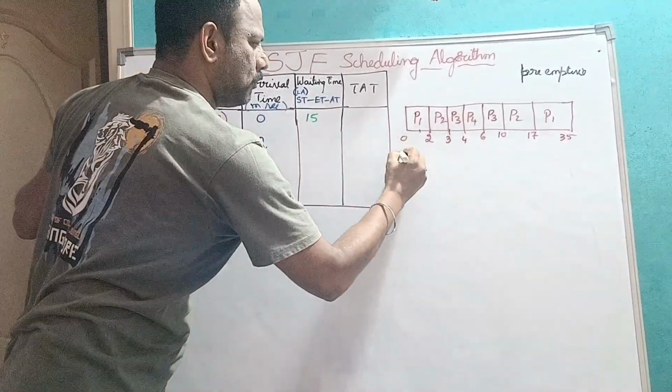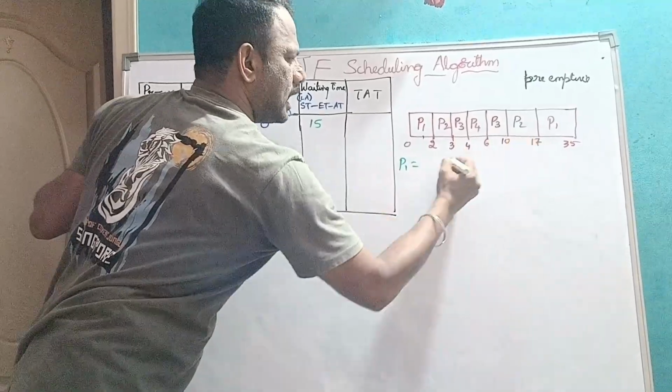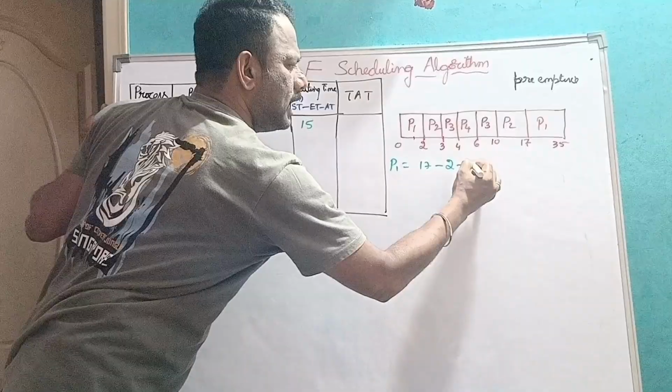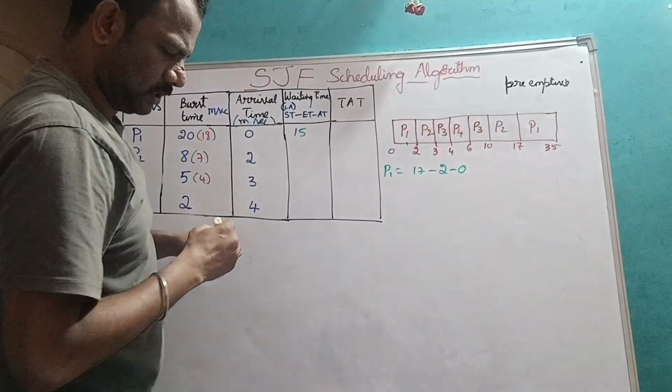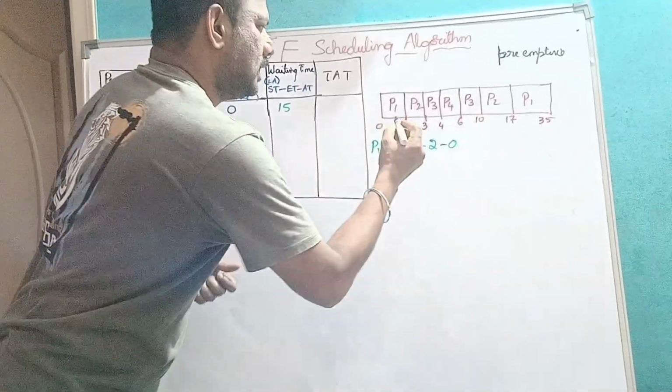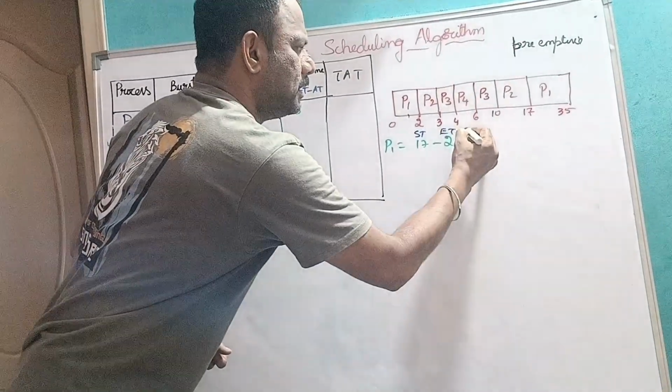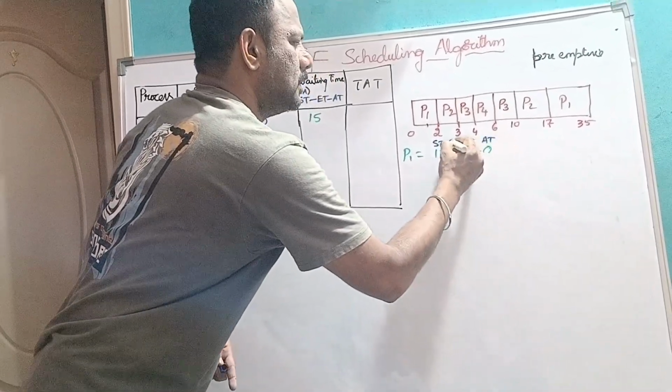Okay, so I'll write: P1 waiting time is equal to, it starts at 17 milliseconds, minus it executes for 2 milliseconds, arrival time is 0. So this is what we know. This is the start time of the last occurrence, this is the execution time and this is the arrival time.